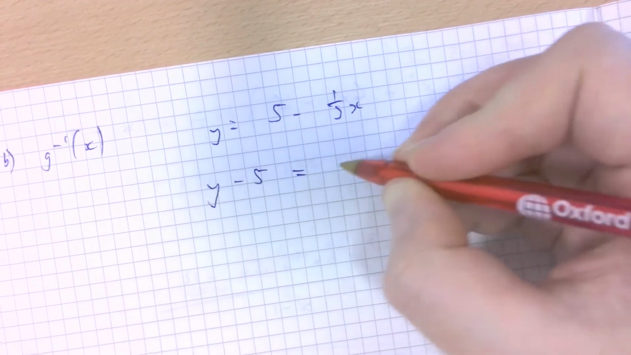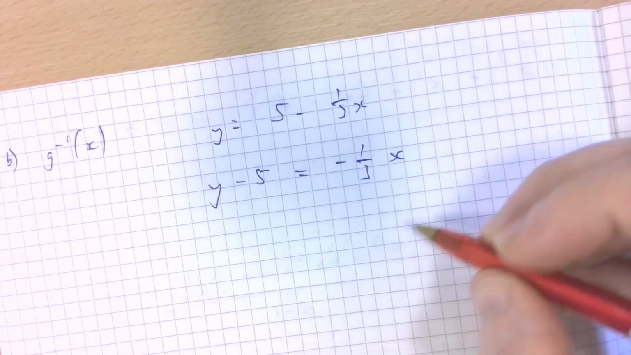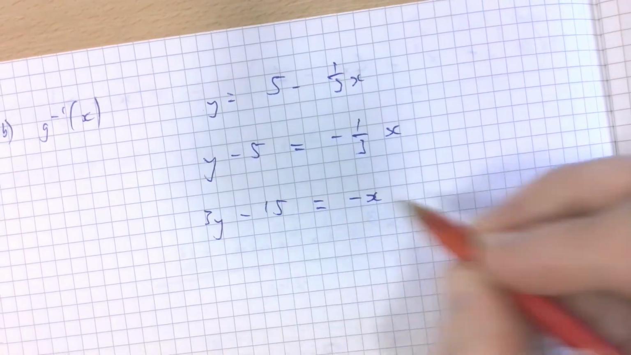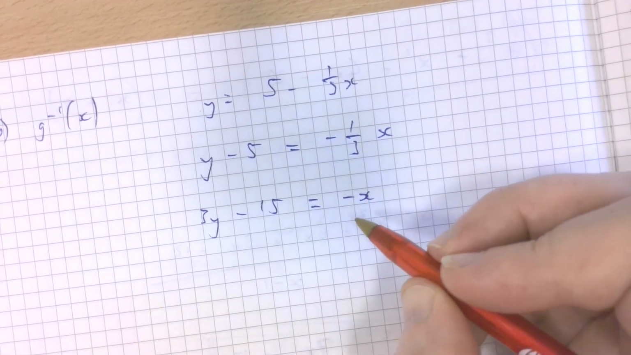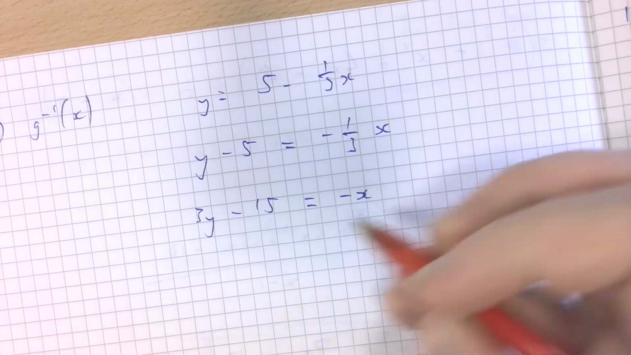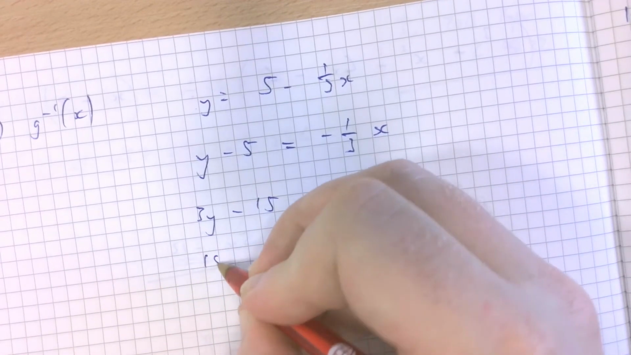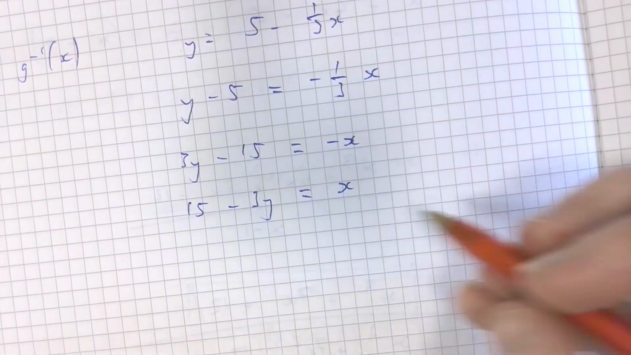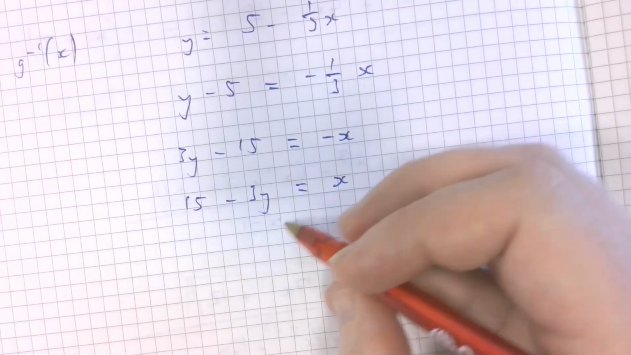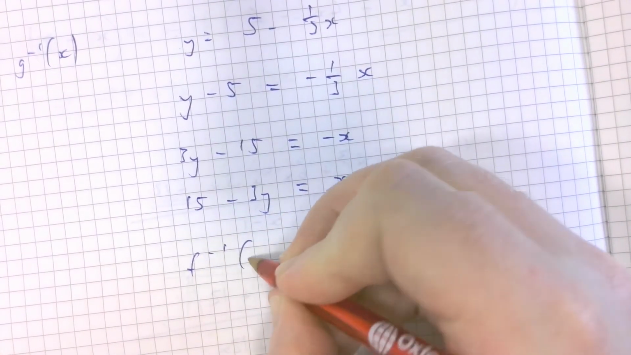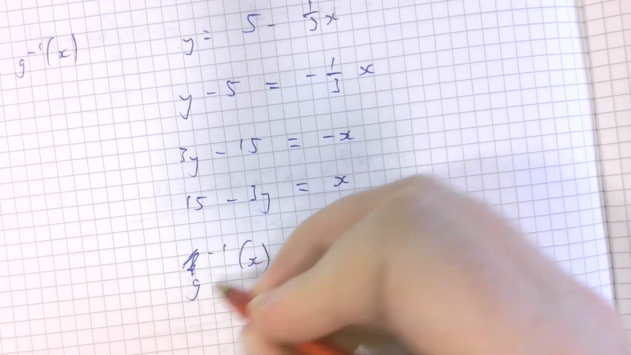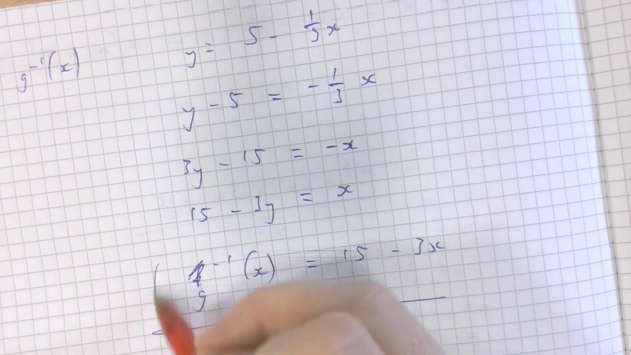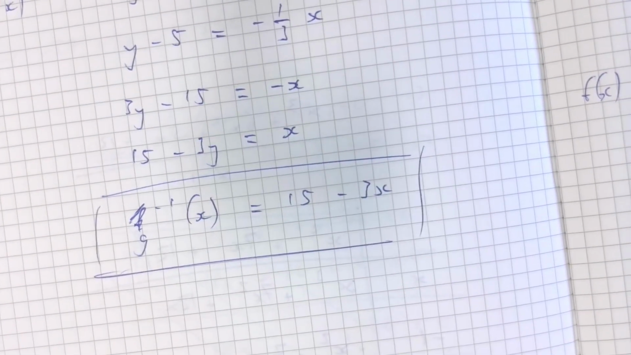y minus 5 equals negative 1/3 x, times both sides by 3. 3y minus 15 equals minus x. We need to switch the polarity around, make x positive, which we'll do by making negative 15 into positive 15, and positive 3y into negative 3y. So having swapped that around, let's swap the letters around, and that should say g. g minus 1 of x is going to be 15 minus 3x. That's the method that we've been going through in recent lessons, and that's the inverse function.